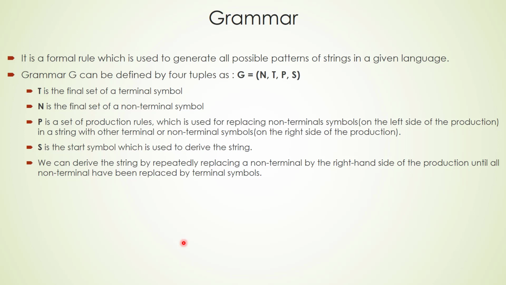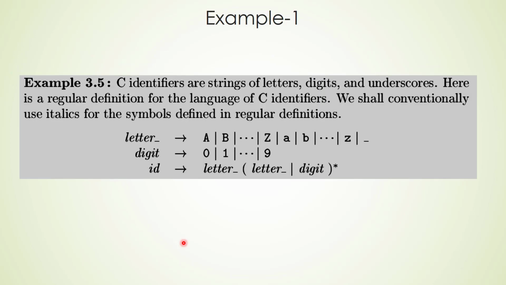I will try to explain grammar with the help of an example. In this example it is about C identifiers. C identifiers are strings of letters, digits and underscore. Here is a regular definition for the language of C identifiers. We conventionally use italics for the symbols defined in the regular definitions. Here we have 3 productions. Letter_ may be any alphabetic letter plus the underscore symbol. So letter_ is a non-terminal. Digit is a non-terminal which can have terminals in the form 0 to 9.